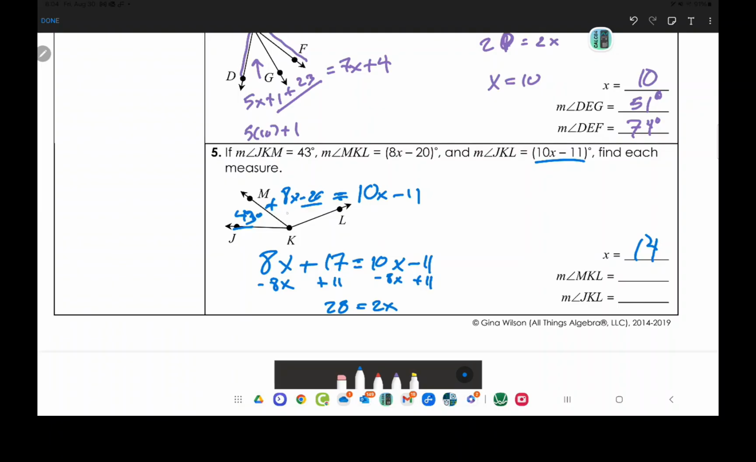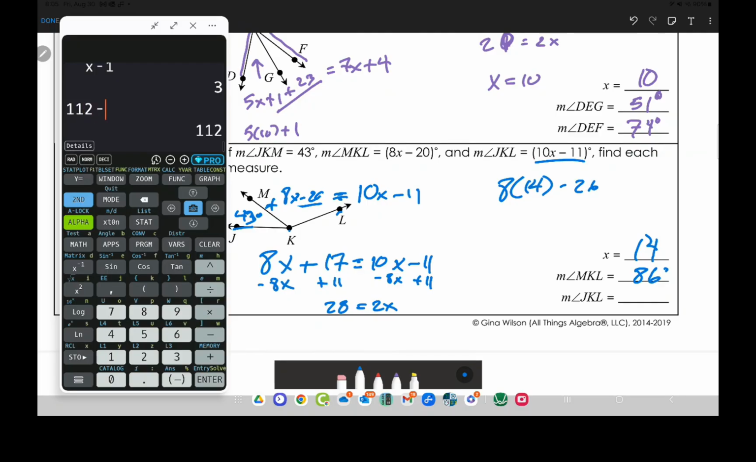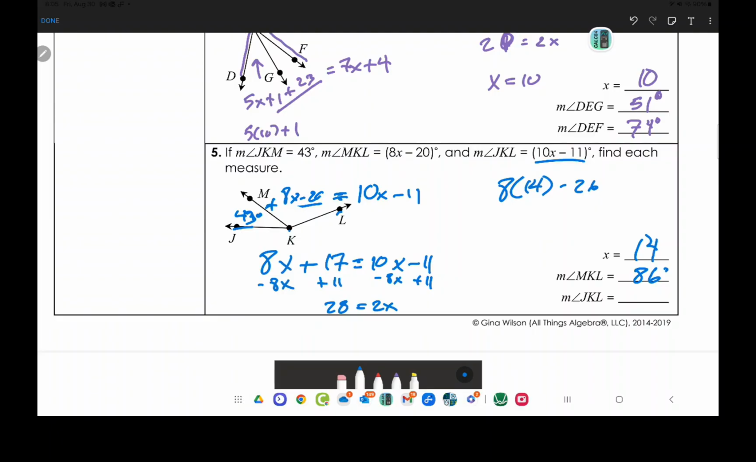Plug that in for MKL: 8 times 14 minus 26. 8 times 14 is 112, minus 26 is 86. Plugging in was a little bit easier for the other one. 10 times 14 minus 11 would be 140 minus 11, which is 129.